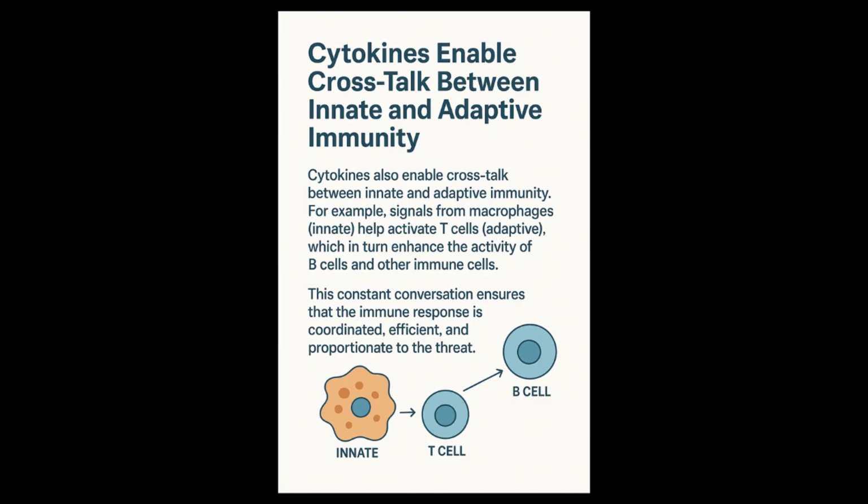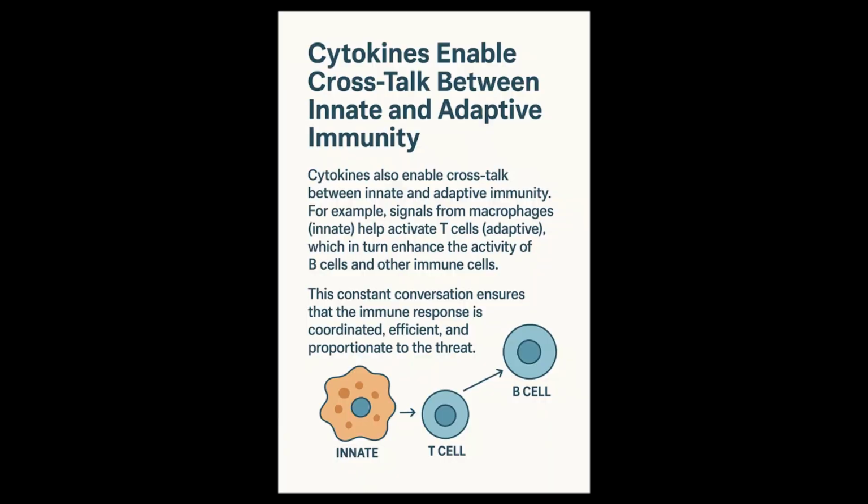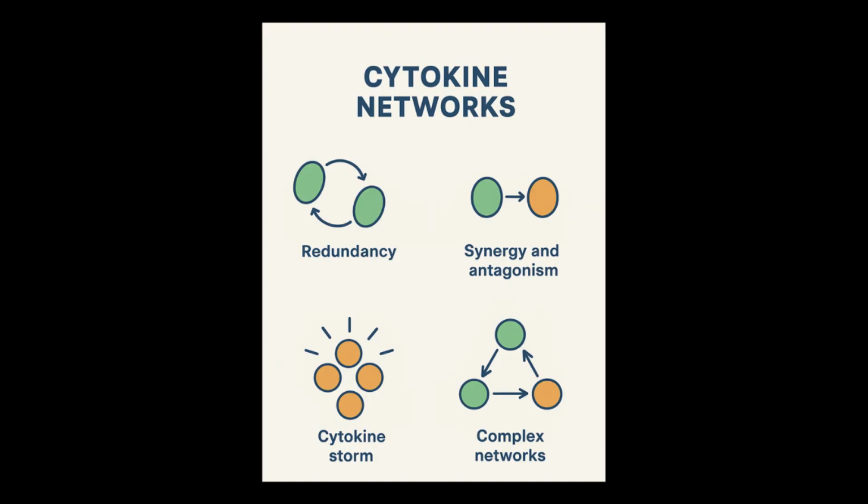Cytokines also enable crosstalk between innate and adaptive immunity. For example, signals from macrophages, innate immune system, help activate T cells, adaptive immune system, which in turn enhance the activity of B cells and other immune cells. This constant conversation ensures that the immune response is coordinated, efficient, and proportionate to the threat. By understanding these interactions, we can see how immune cells don't work in isolation. They function as a highly organized network, communicating through cytokines that help protect the body.